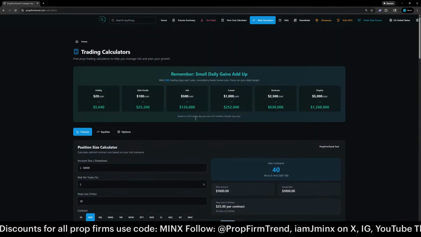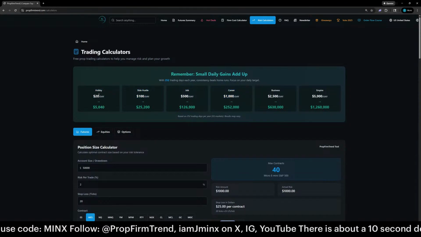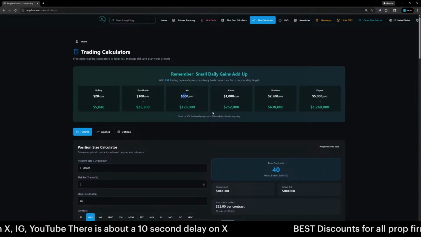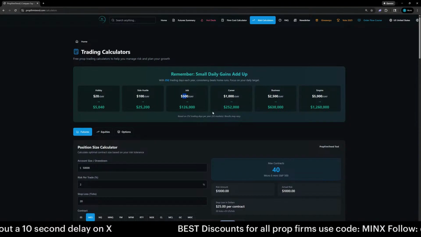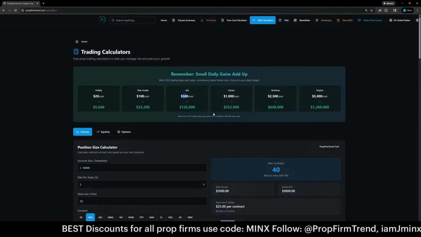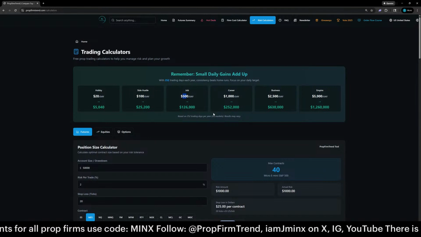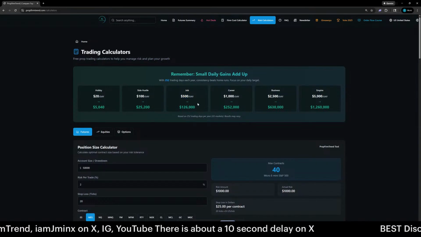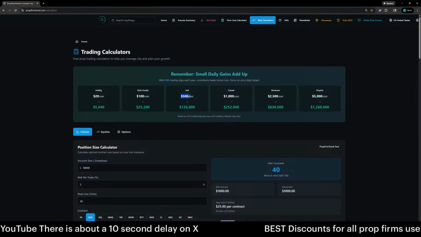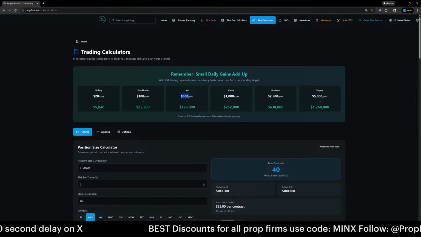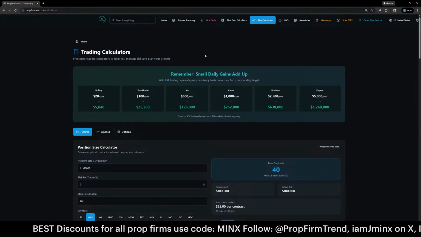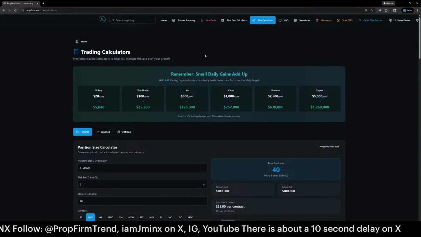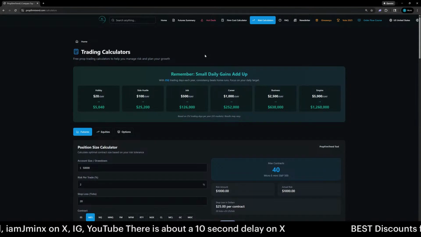Here you can see, remember, small daily gains add up. So even if it's $20 a day, $100 a day, $500 a day, don't forget that. Over the past few years, I've been used to trading the bigger accounts, 300K accounts, 150K accounts, and you tend to forget making the smaller amounts. And so I went back and started doing some 50K accounts, just to humble yourself or the market will, right? But also to gauge how it is to trade the smaller accounts.